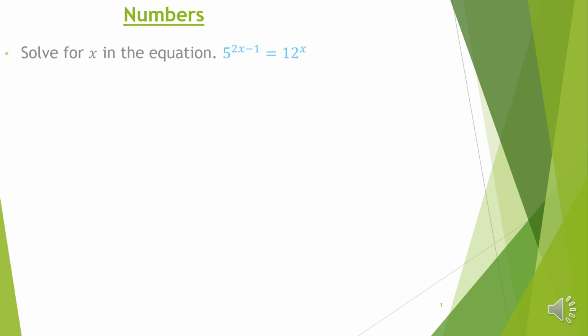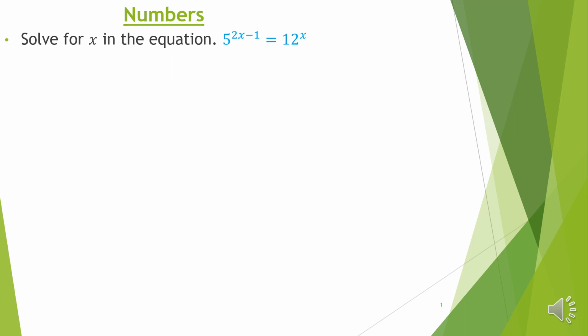Let's go through this question together, then try and see how such caliber of questions should be tackled. This question appears in numbers and also appeared earlier on in some of the assessments. So the question goes: solve for x in the equation 5^(2x-1) = 12^x.